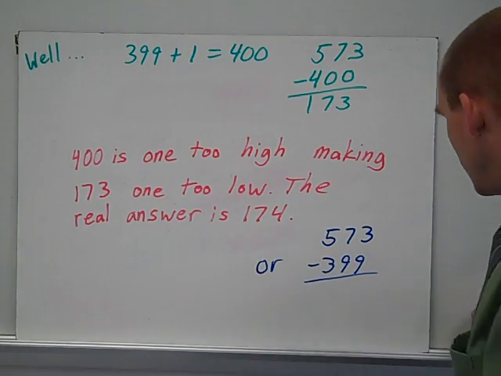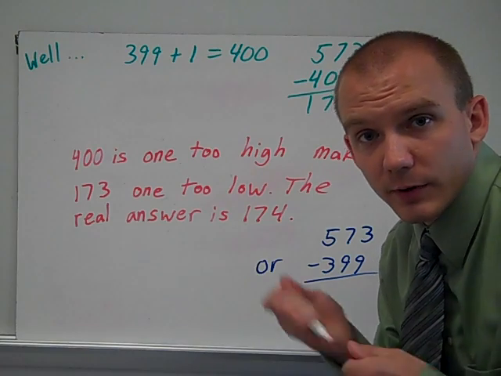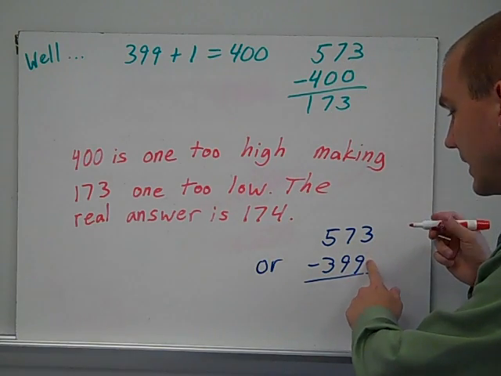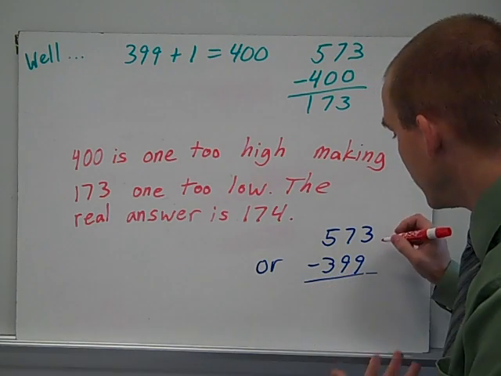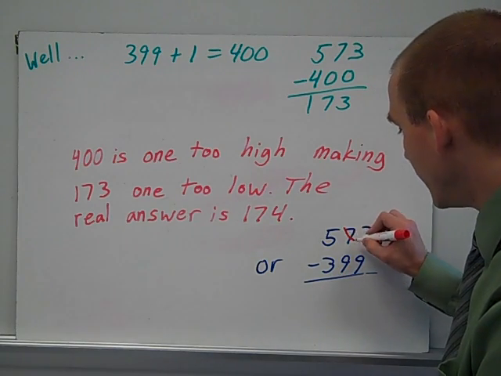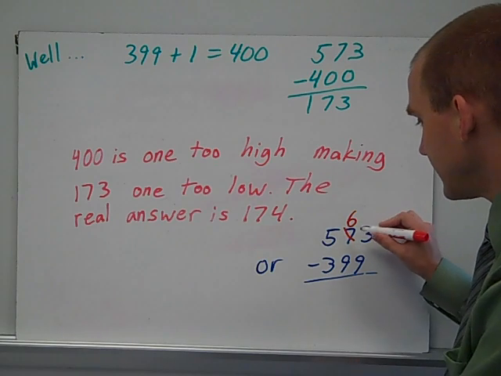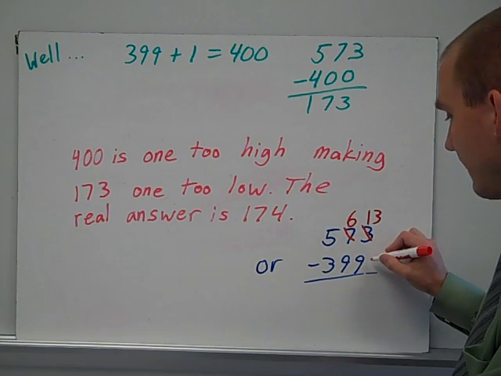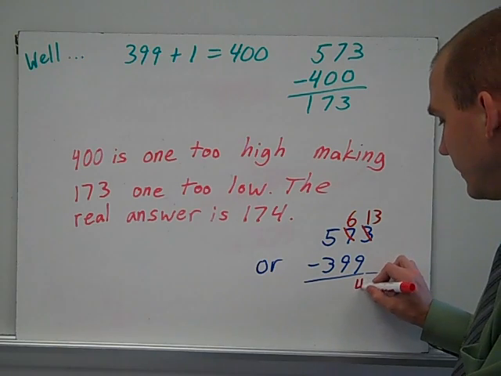Now I'm going to show that to you using the standard algorithm as well. So you start in your ones and you do 3 minus 9, which you don't have enough, so you have to regroup. I'm going to take 10, so this 7 will become a 6. The 3 becomes a 13 because I took 10. 13 minus 9 is 4.